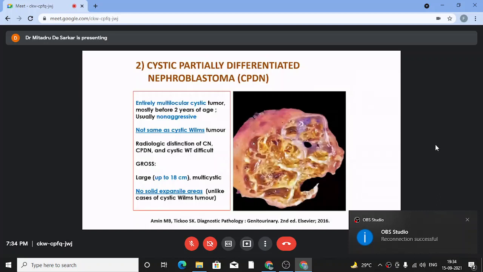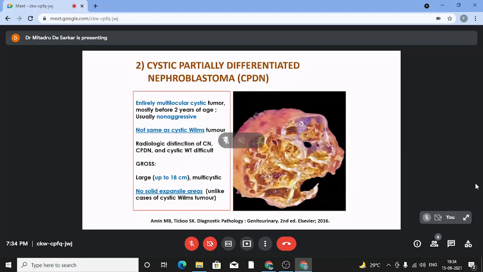Now the name suggests a kind of an association with Wilms tumor. However, this is not cystic nephroblastoma. This is an entirely different tumor, but it belongs to the spectrum of a tumor which starts from cystic nephroma, goes into CPDN and into the realm of cystic Wilms tumor. The age group is even younger, occurring at approximately 2 years of age, and it is usually a non-aggressive tumor.